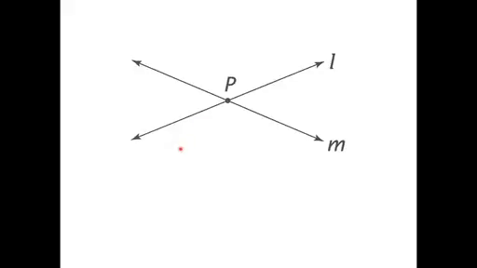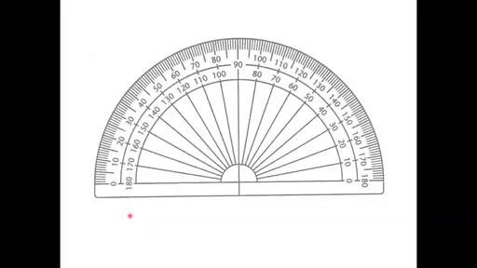So here we are with a couple of lines that intersect. Ooh, what do you call two lines that intersect? I hope you remember that word. Concurrent, because they contain the same point P. And you recognize this. Yes, that is a protractor.